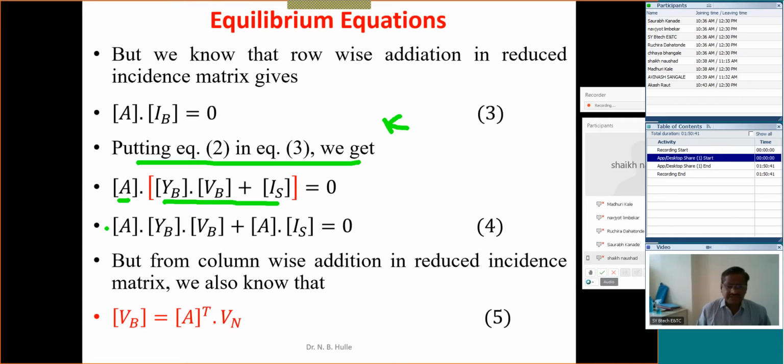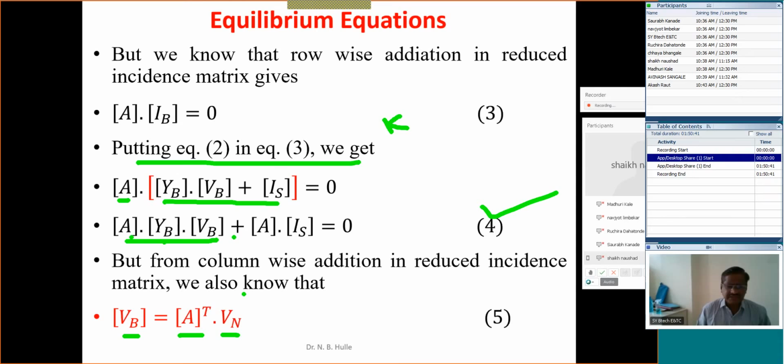And if we are simplifying this equation, this A into YB into VB is the first term, plus A into IS, which is equal to 0. That is nothing but equation number 4. As well as, from the column-wise addition of the reduced incidence matrix, we know that this branch voltage is nothing but transpose of the matrix A into the node voltage.